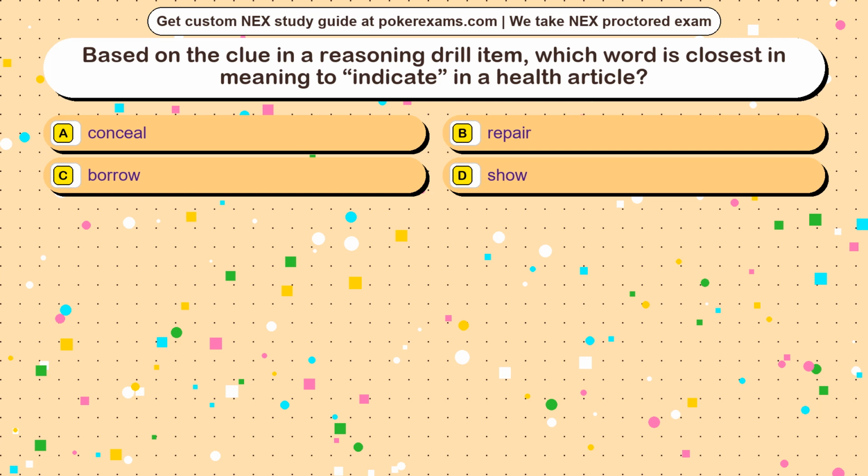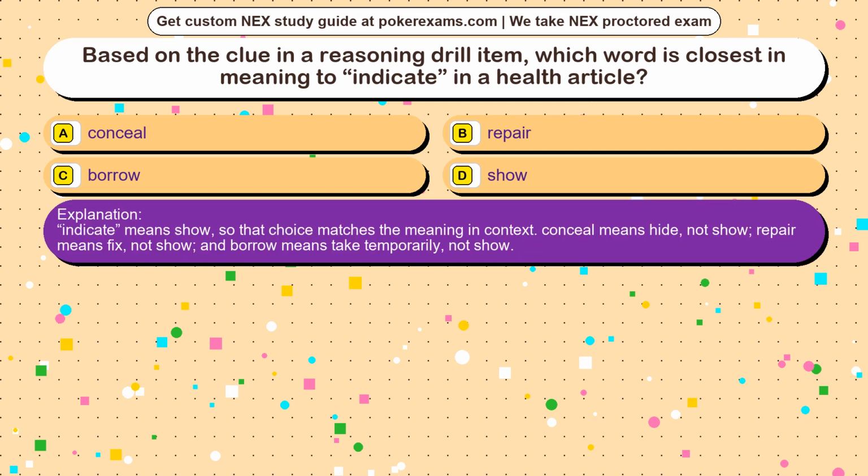The correct answer is option. Indicate means show, so that choice matches the meaning in context. Conceal means hide, not show. Repair means fix, not show. And borrow means take temporarily, not show.